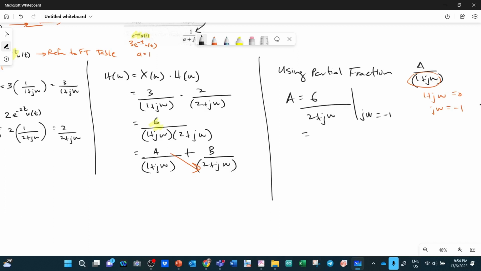So what do you get? Quickly, try to calculate. 6 over 2, substituting minus 1, right? Minus 1, so you get 6. A equals 6. B is the same, the same method. B is equivalent to, take the 6, 6 over, take the cross, the 1 over J omega. Take the cross from the bottom. And then J omega is equivalent to minus 2. So what do you get? 6 over 1 minus 2, which is minus 6.